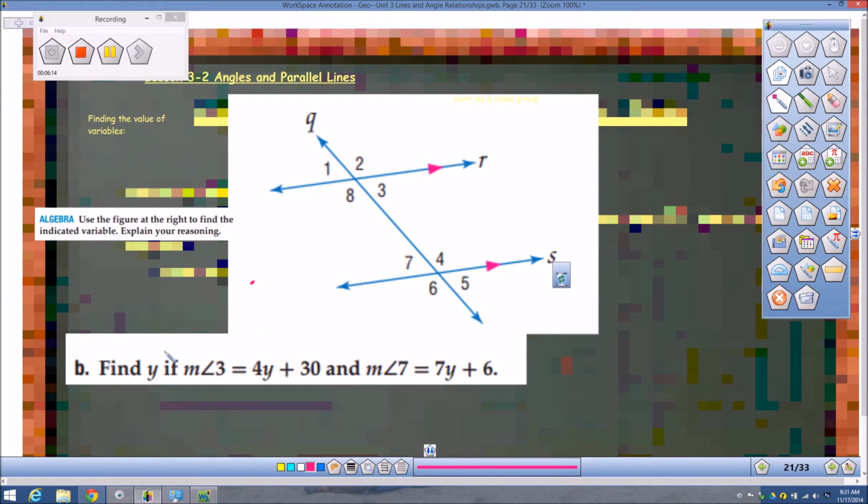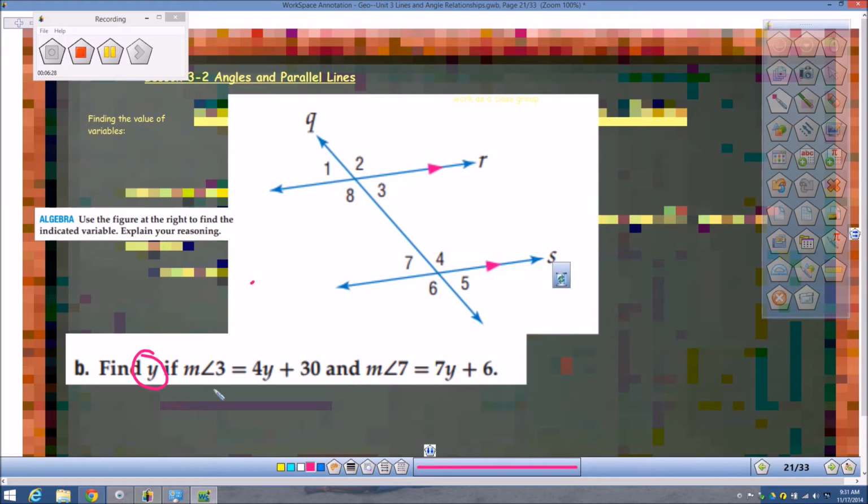And this example says find y if the measure of angle 3 equals 4y plus 30, and the measure of angle 7 equals 7y plus 6. So don't forget, we always have to look and find out what exactly we're looking for. Are we looking for an angle measurement, or are we looking for a variable? Here we're looking for a variable.